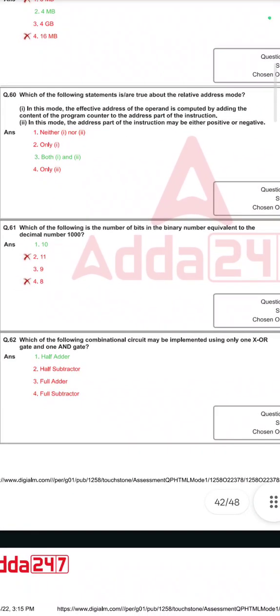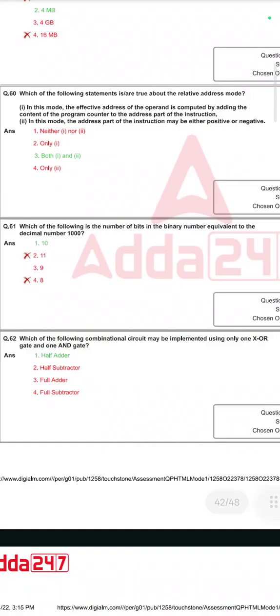Which one of the following is the number of bits in a binary number equivalent to the decimal number 1000? 10.